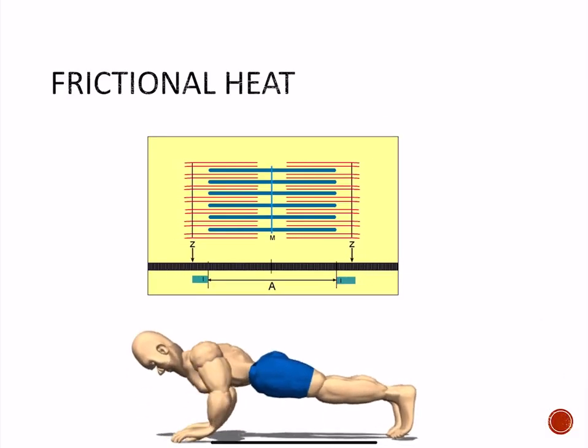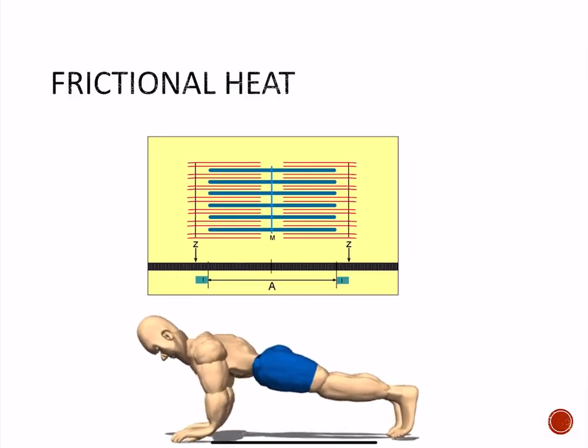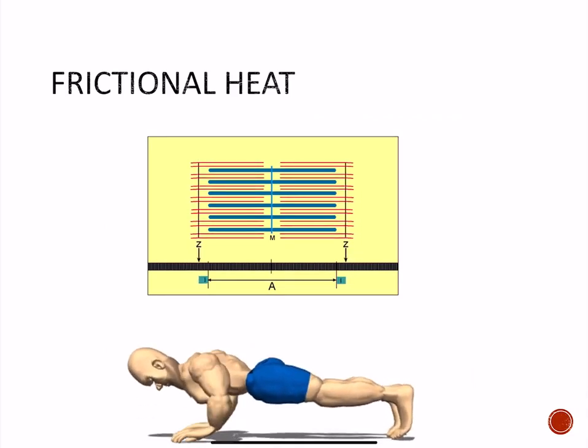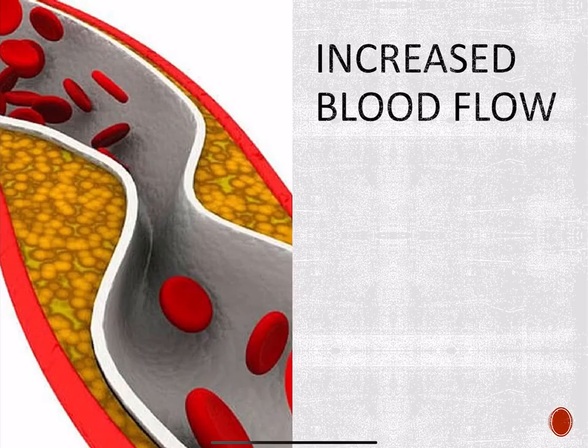There's also the frictional heat of skeletal muscle contraction. Just like taking your hands and sliding them back and forth against each other, you generate heat between your hands. Those sliding filaments of muscle contraction create a frictional heat within the muscle. The third source of heat is that increased blood flow. Our blood carries a lot of heat in our body, and that increased blood flow to the skeletal muscle helps to deliver heat to the area.